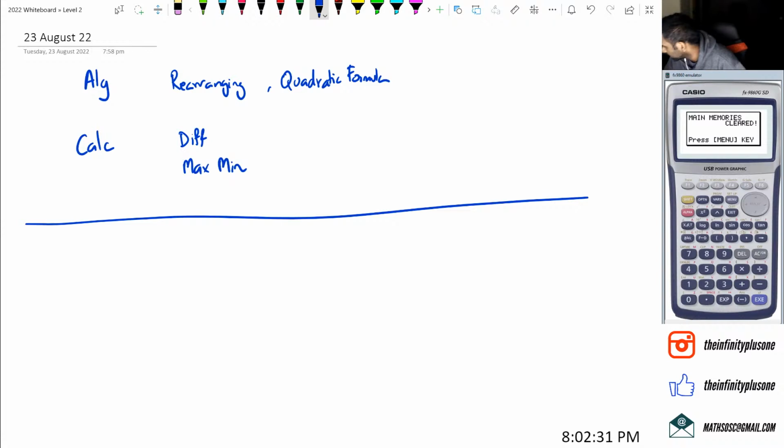Give me a second, I just want to get some of my old notes to see if I can find a couple of quick rearranging questions. Rearranging fractions, polynomials, rearranging expressions.